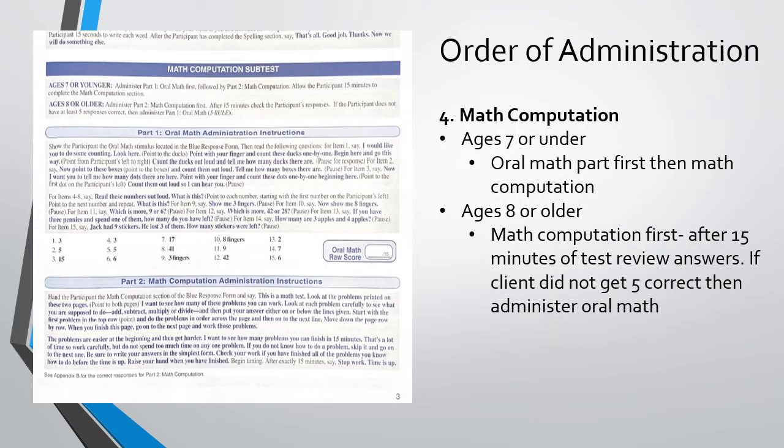The last test that you will need to administer is the math computation subtest. This test follows the same rules as the first two subtests. If the client is 7 or under, they will begin with the oral math test and then move on to the math computation section. If the client is 8 or older, they will begin with the math computation section. If the client is not able to get 5 questions correct, then you will do the oral math part.